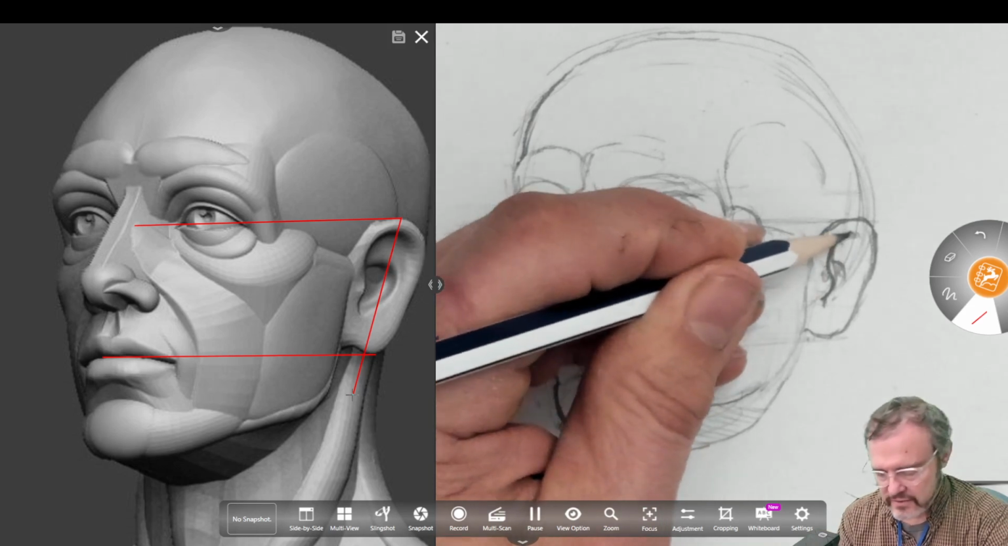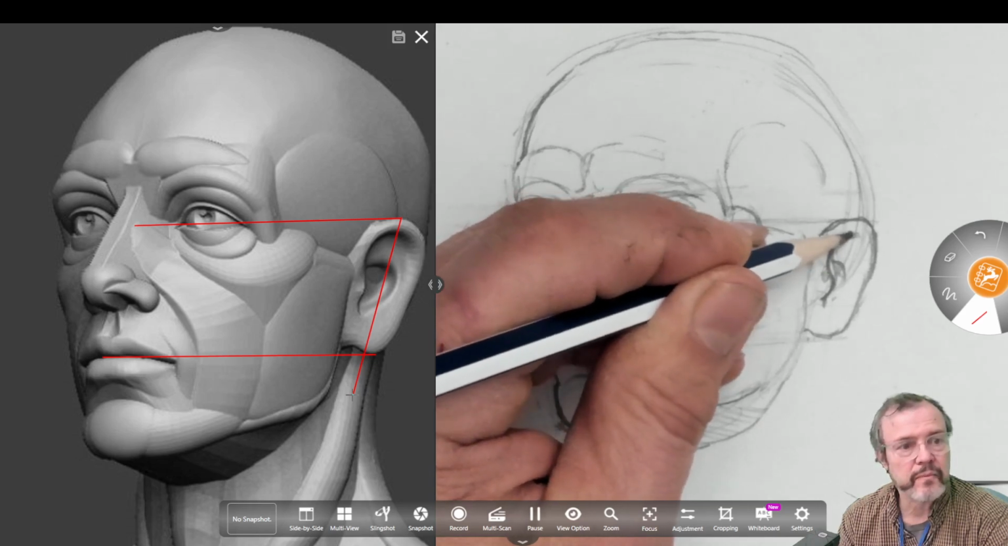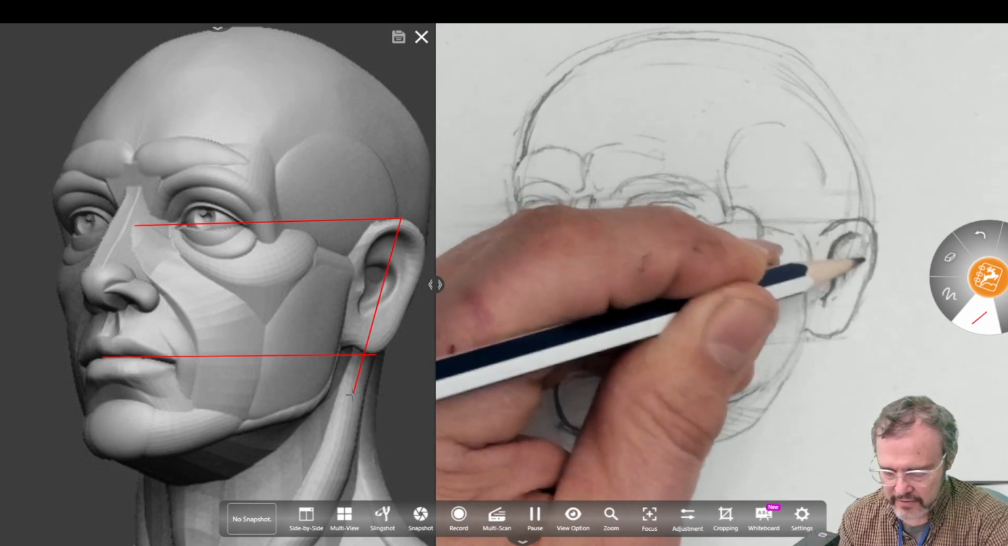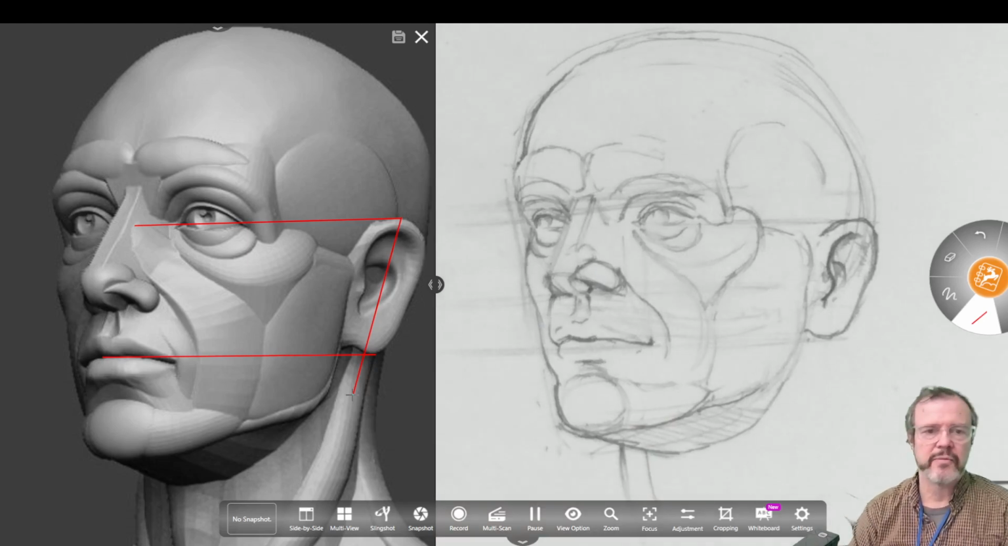What's nice is the way that the helix is shown with a hard overlap here, and then it turns into this soft inside curve as it goes around the back.